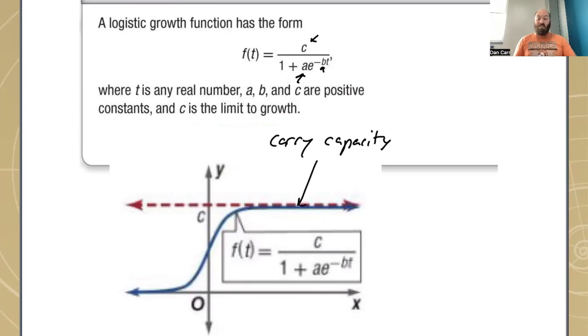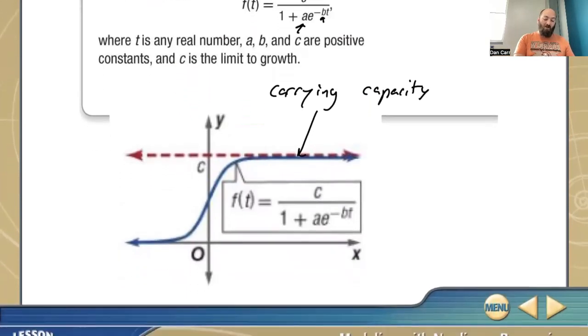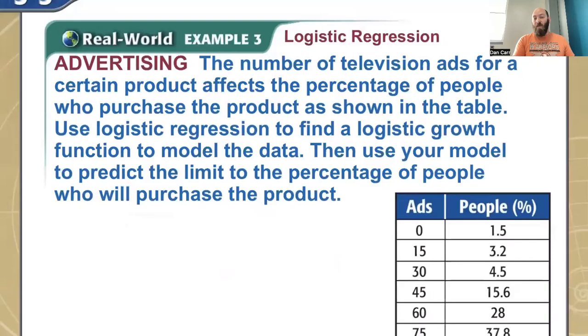So that c value, whatever it is in the top of that function, c divided by whatever, is representing the carrying capacity. Oops, I did that wrong. It's not carry capacity, it is carrying capacity. There we go. So it acts just like an asymptote. The graph will increase and slowly approach the value of that carrying capacity, but it cannot actually reach it exactly. So let's take a look at our scenario that helps us with that.